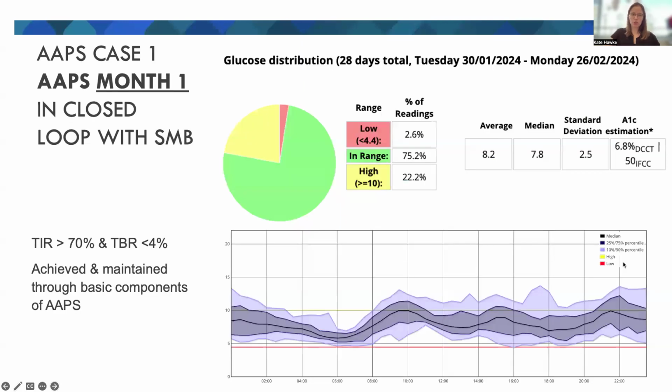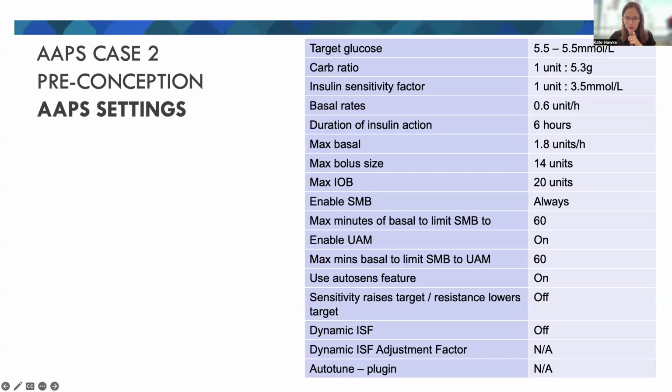I'm going to come now to a preconception case in which the settings starting out on aAPS, this is for a woman who is preconception, and so we're going to use a 3.5 to 7.8 millimole per liter.